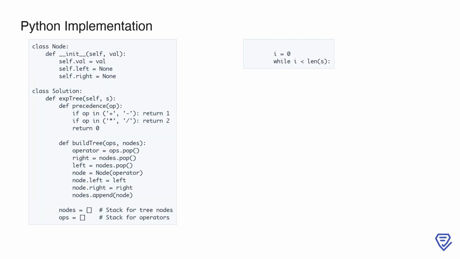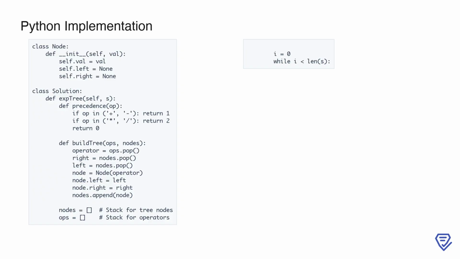Here, we begin by defining a node class to represent each node in our binary expression tree. Each node will store a value, as well as pointers to its left and right children. Next, we define the solution class, which contains the exptree method. This method is responsible for constructing the binary expression tree from the given infix expression string.